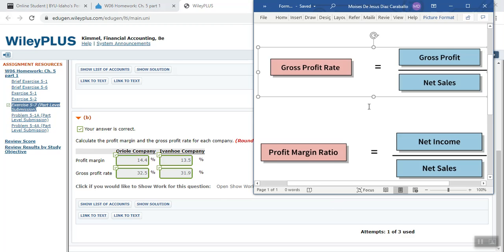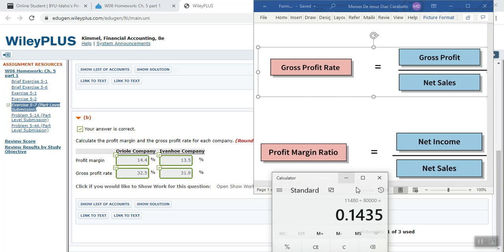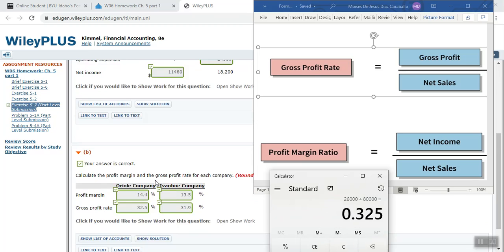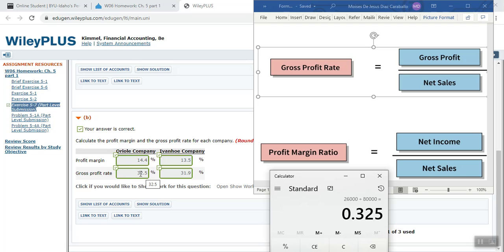Now we're going to be calculating the gross profit rate for Oriole Company. In this case, we're looking at gross profit, which is 26,000, over net sales, which is 80,000. And that'll give you 32.5, and that's the right answer.